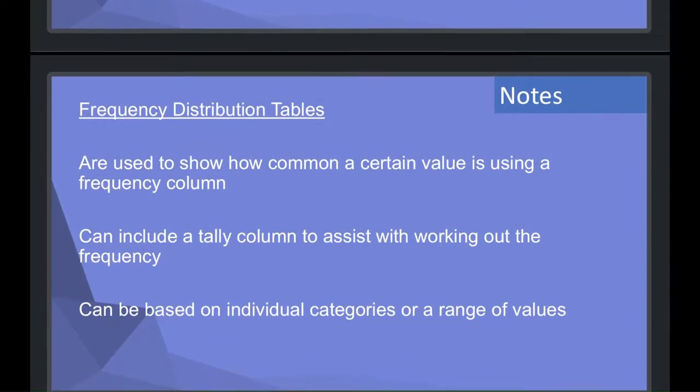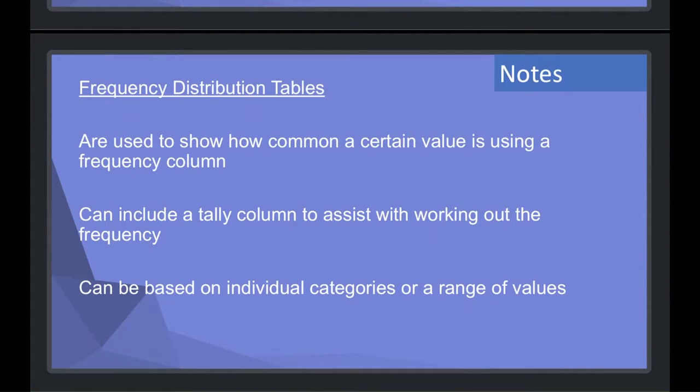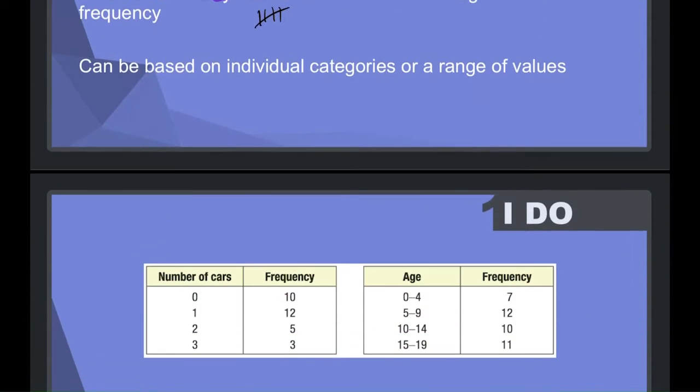Okay, let's jump in. Frequency distribution tables. They show how common each of the values are using a frequency column. You're also going to often see a tally column. Tallies like this, that's 5 in tallies, are often used to help us get the frequency. They can be based on individual categories or on a range of values, but we're going to be focusing on individual categories. This is what they look like.